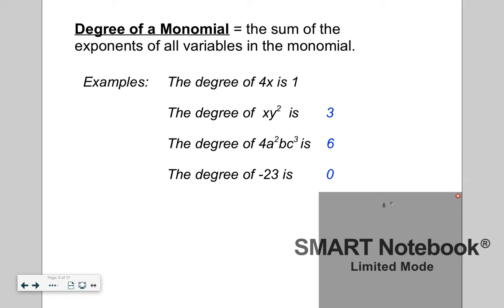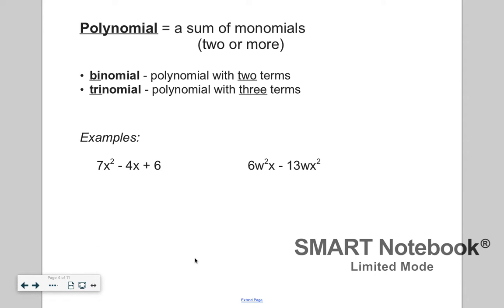All right, so this last monomial, this constant, negative 23, has a degree of 0. And in fact, any constant would have a degree of 0, right? Because there are no variables attached. All right, so a polynomial then would be when you have 2 or more monomials coming together.